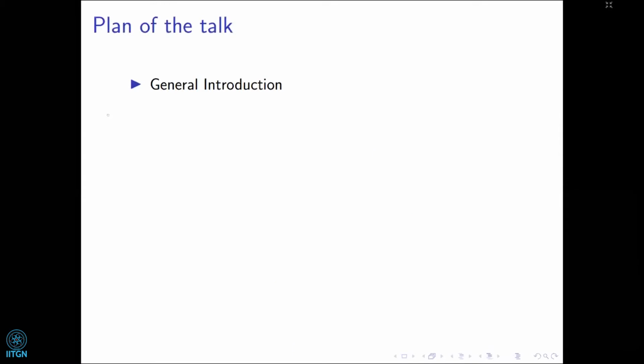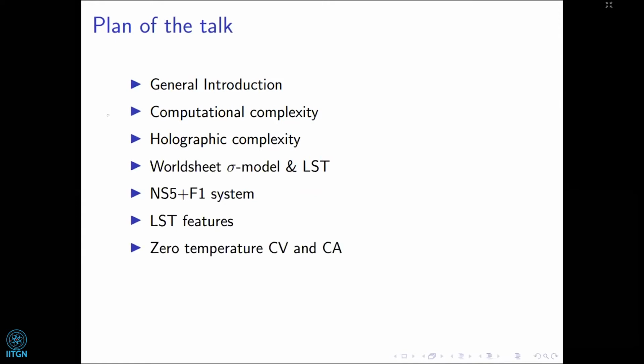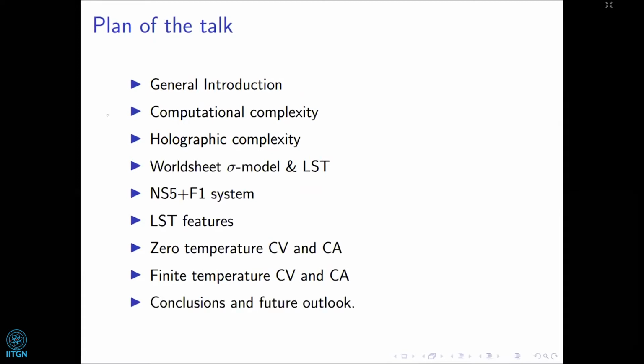And the plan of the talk: first I'll give a general introduction, followed by what is computational complexity and its holographic realization, then followed by a worldsheet sigma model and LST. Then we'll see one realization, which is an example, followed by certain features which it has, and then I'll give the details of the computations for the zero temperature CV and CA, as well as for the finite temperature case. And later I'll conclude my talk.